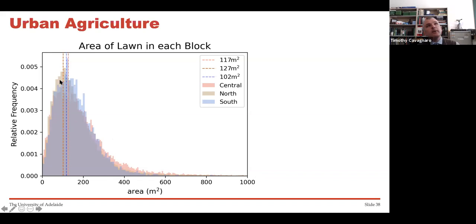Okay, and if you think about your own backyard, I think that kind of fits with what you might expect for backyards. And we get this skewed distribution. There are some very large blocks, there's some small ones, but the bulk of them sit around here at about 120 square meters. So now we know how much land is in lawn that could be converted into urban agriculture.